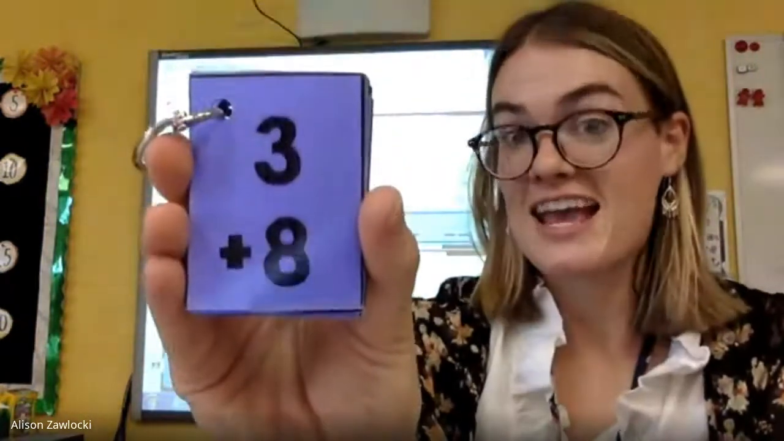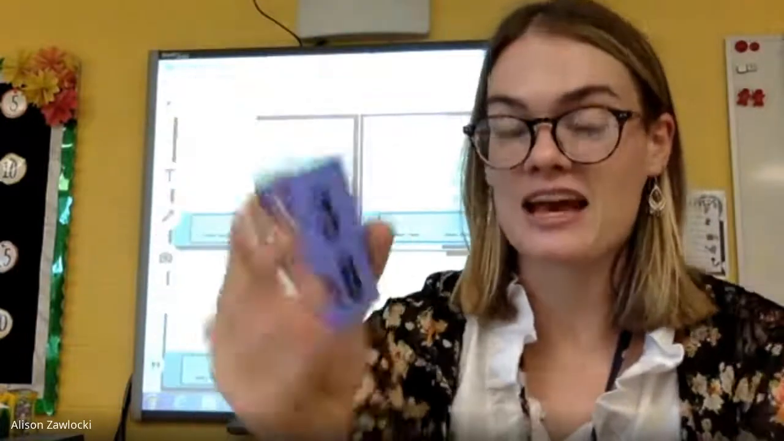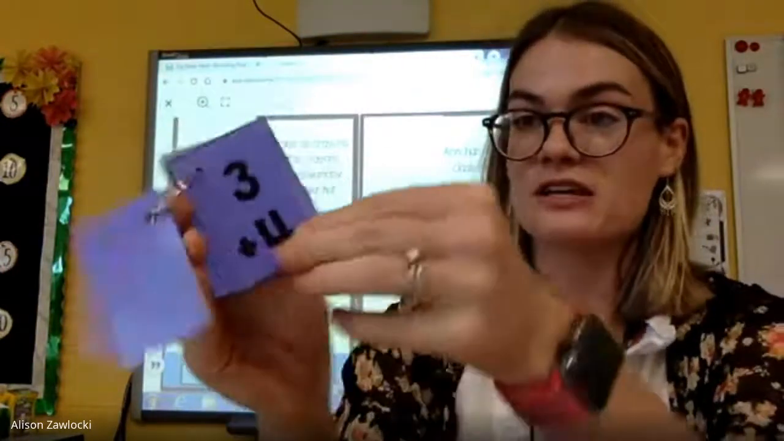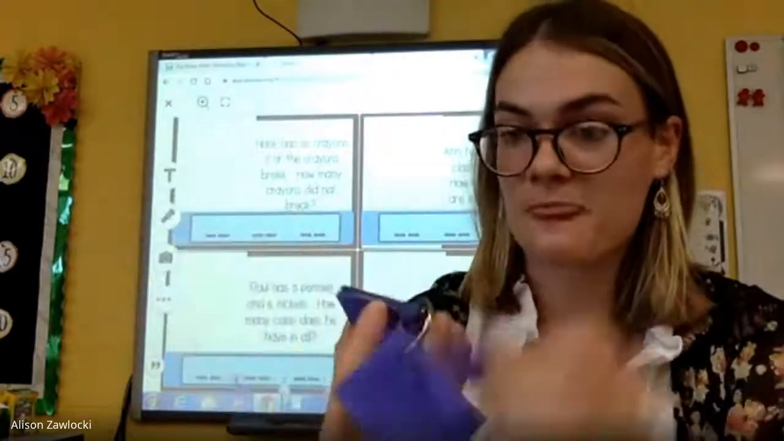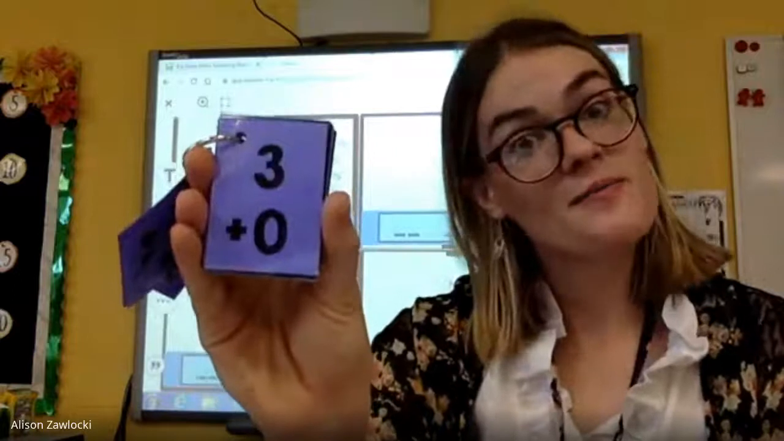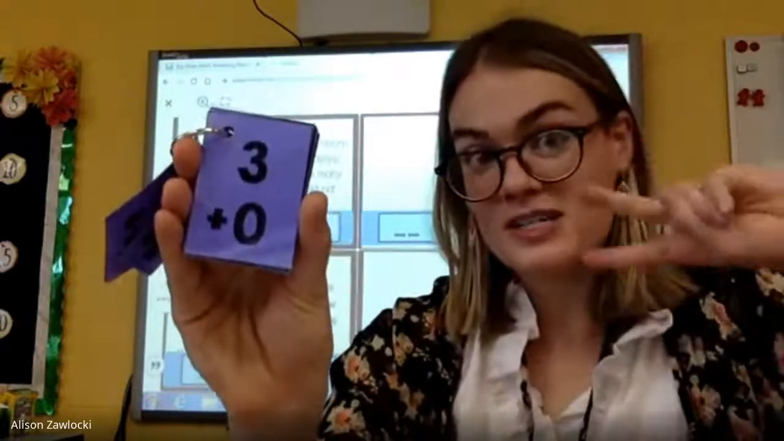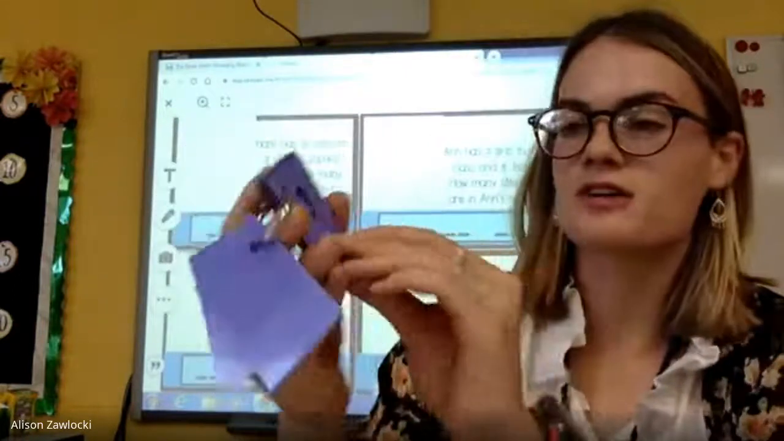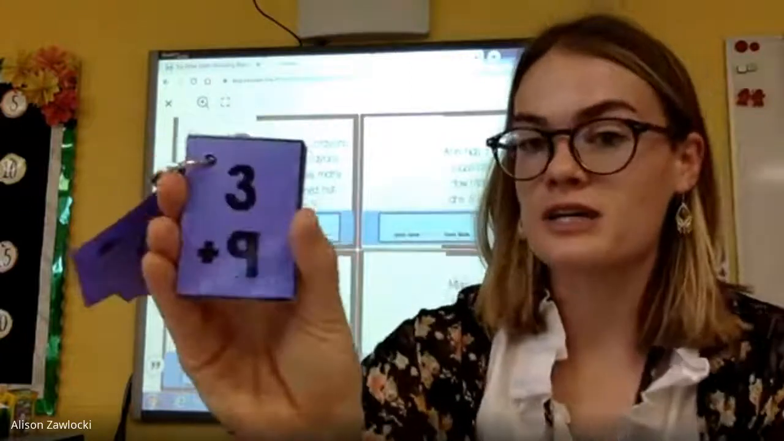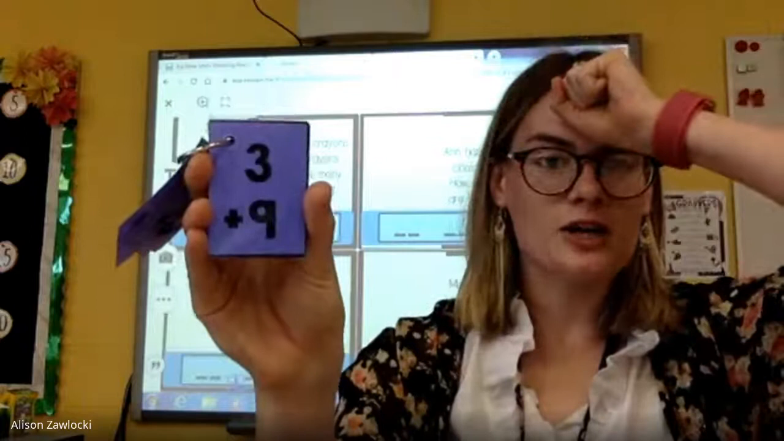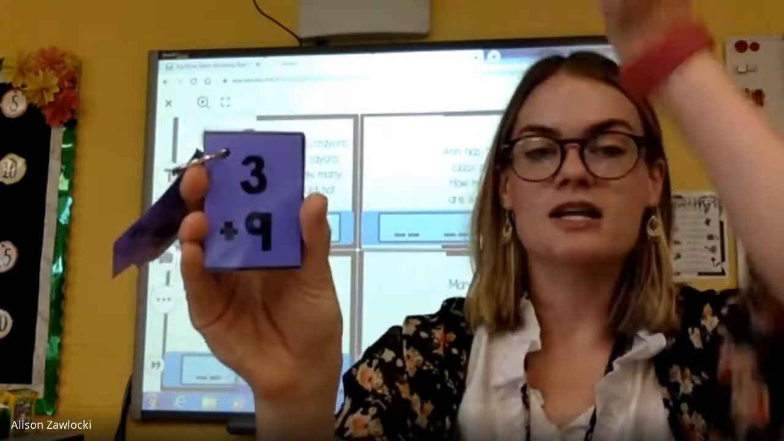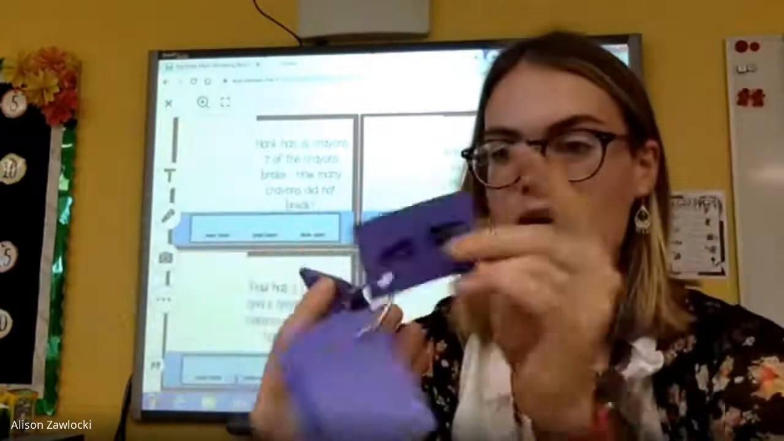3 plus 8, 11. Great. 3 plus 4, 7. 0 plus 3, 3. 3 plus 0. It's the same thing, isn't it? When you flip addition problems, it's the same answer. 3. 3 plus 9. Remember, if it's tricky, put the bigger number in your head and count on 3. 9, 10, 11, 12. 12.